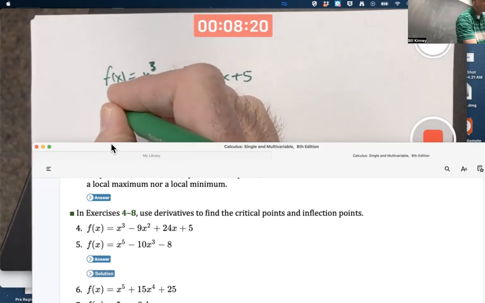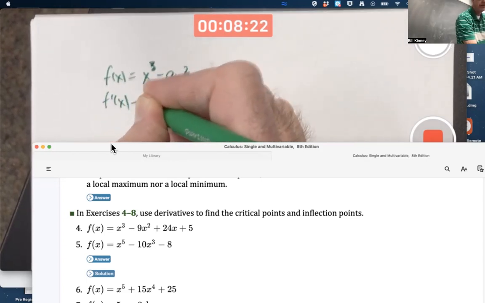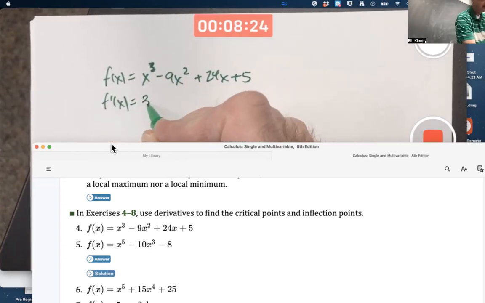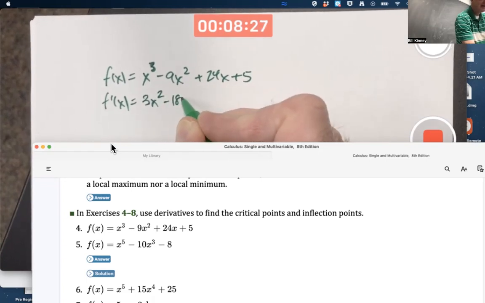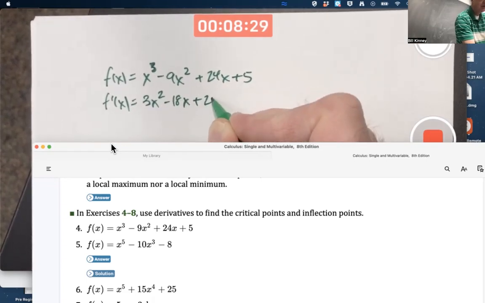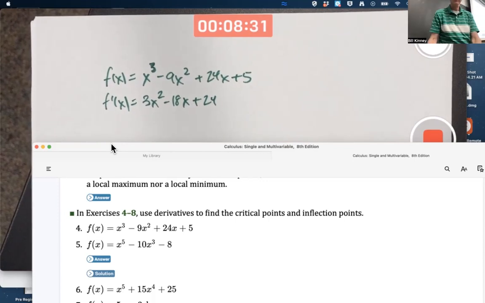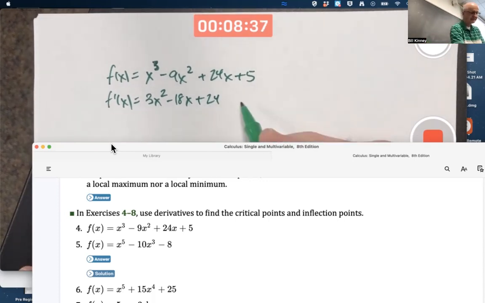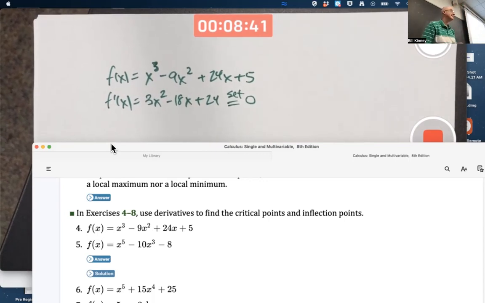So you take derivatives. The first derivative is 3x squared minus 18x plus 24 for this problem. To find critical points, set that equal to 0, and solve for x. So I write set equal to 0 to emphasize this function is not always 0, but I'm looking for the values of x where it is 0.